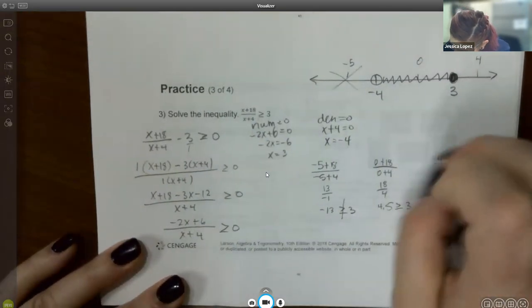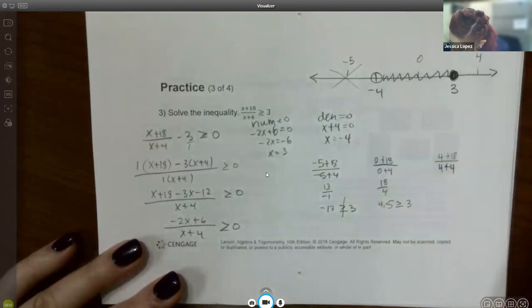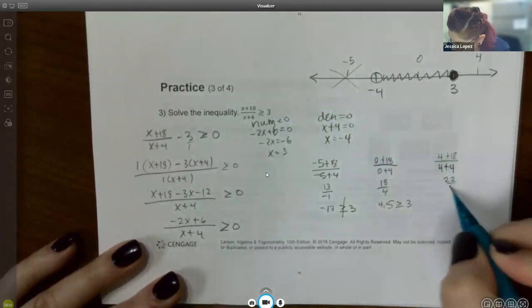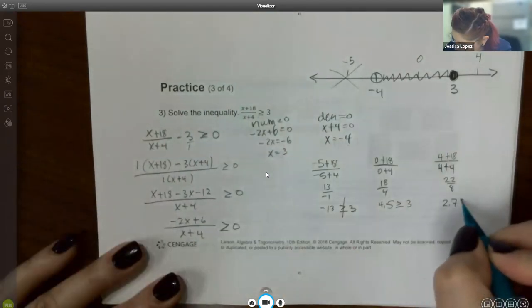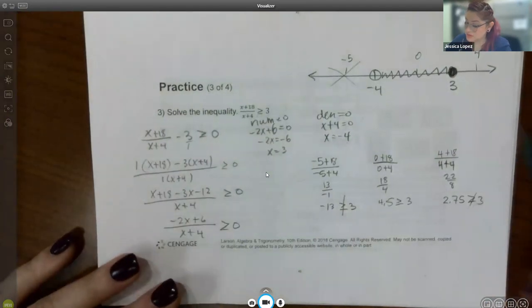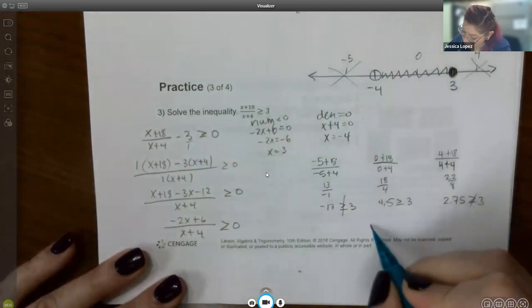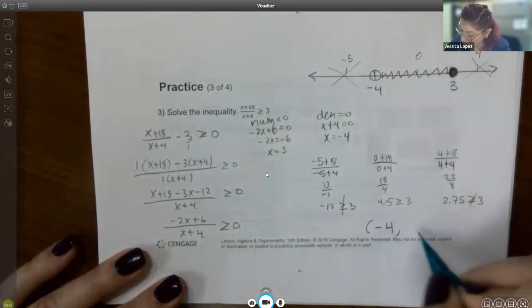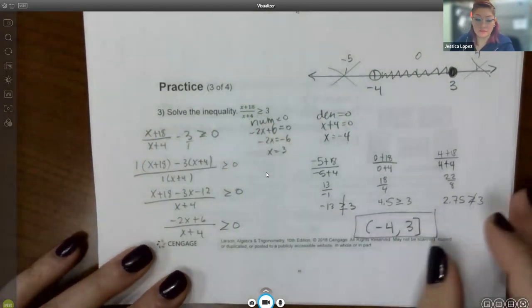Oh, 4 plus 4. X is 4. And so I get 22 over 8, which is 2.75, and that is not greater than 3. So this section will also not be part of my solution, which means the only part of my solution is negative 4 with the parentheses and 3 with a bracket.